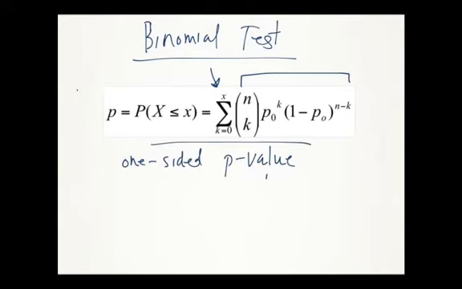The big idea is if the normal approximation doesn't hold, we then have to turn to nonparametric tests, such as the binomial test here. Okay, also sometimes called an exact test.